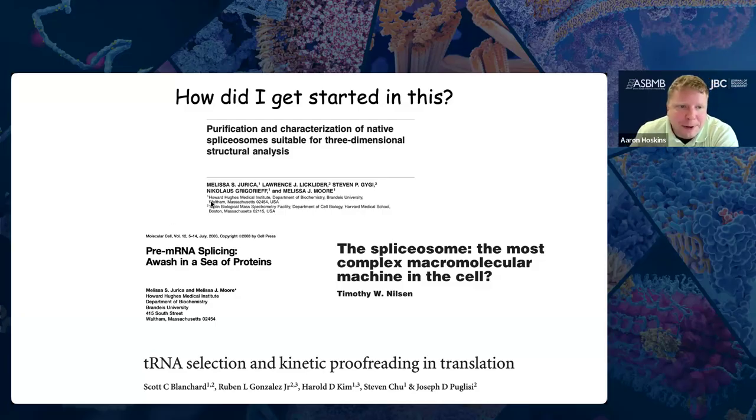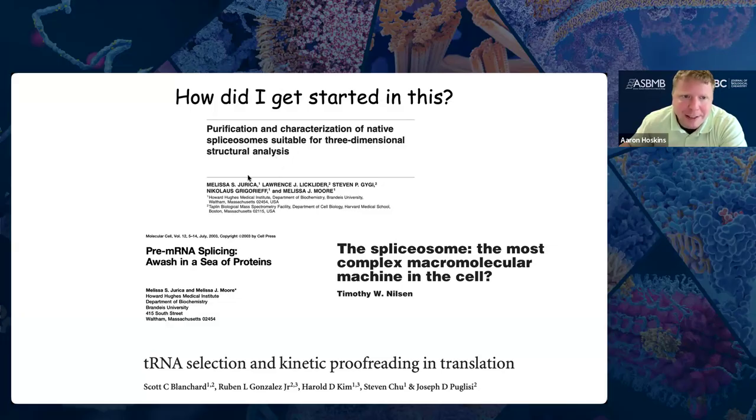The first paper came out as a research paper from Melissa Jurica and Melissa Moore. This involved a very early study of the spliceosome where people were able to purify highly pure spliceosome complexes from human cells and characterize the protein content by mass spectrometry. This was quite a remarkable achievement. I'll note that Reinhard Lührmann's lab was doing this at around the same time in Germany, as well as Robin Reed's lab at Harvard Medical School.